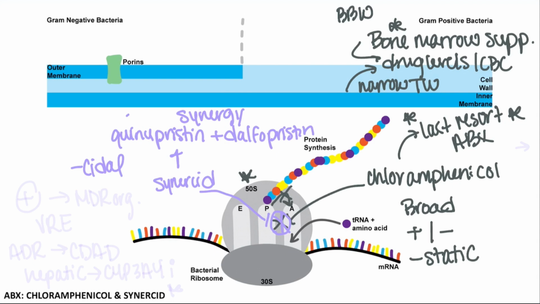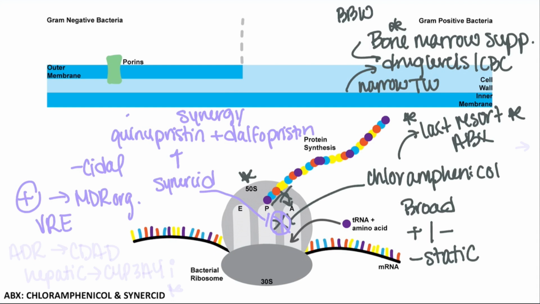So Synercid is an antibiotic providing gram-positive coverage, but is reserved for multi-drug resistant or MDR organisms that are gram-positive pathogens, like vancomycin-resistant enterococcus, or VRE, for example, because there are usually more clinically useful options, and this agent is very expensive.